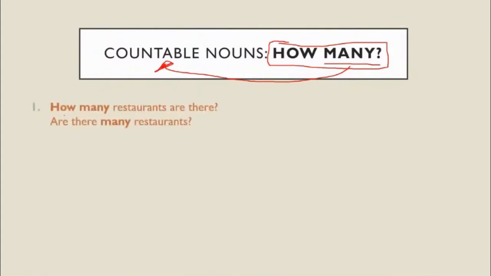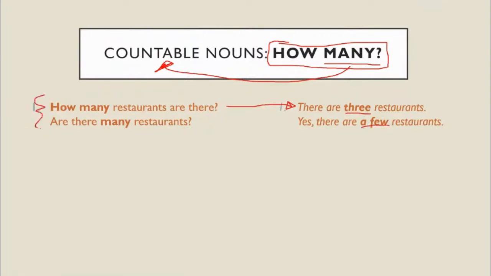Let's begin. Here we have the question, how many restaurants are there? We could also ask, are there many restaurants? And to answer, there are 3 restaurants. Are there many? Yes, there are a few. So here we see the 2 basic question forms we can use with countable nouns: how many, or are there many? There are 3. There are a few. There are some, right?